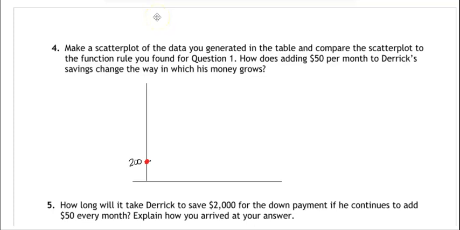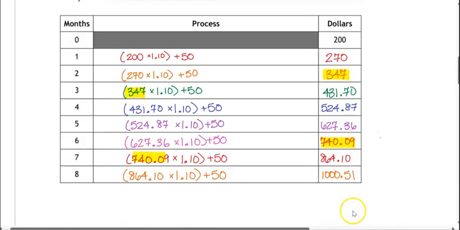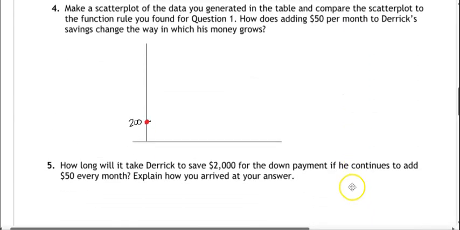Okay, so we're going to go ahead and start off this video right where we left off on the last video, making a scatter plot to answer these questions. So first thing that I'm going to do is put these numbers that we've got right here with his parents down onto our scatter plot. So if that's 200, I'm going to go ahead and label my y-axis a little bit to help me.